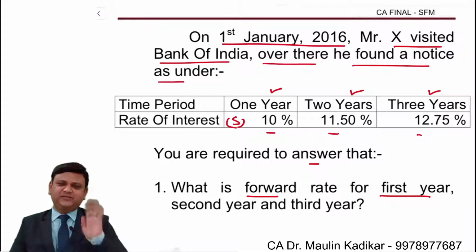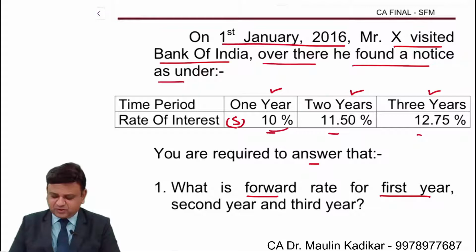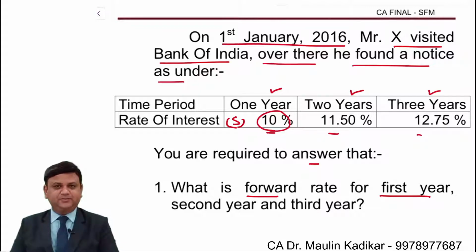Now friends, as far as the first year is concerned, the spot and the forward rate are going to be the same, that is 10%. So basically we are required to calculate the answer for F2 and F3. Please write an answer.